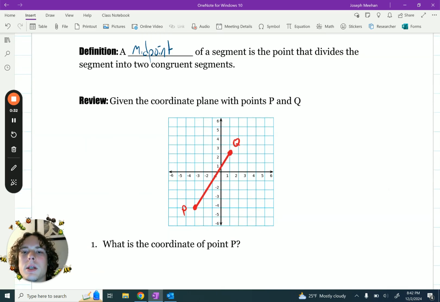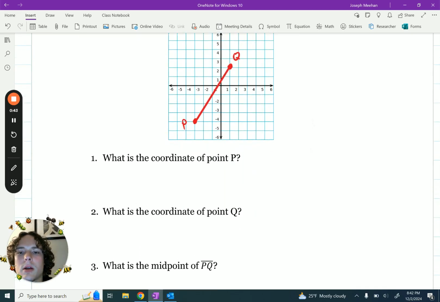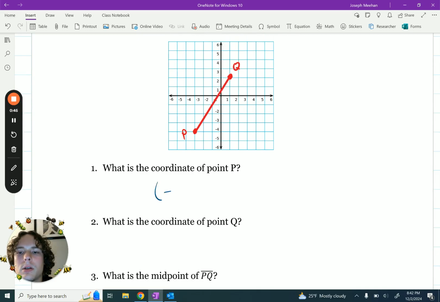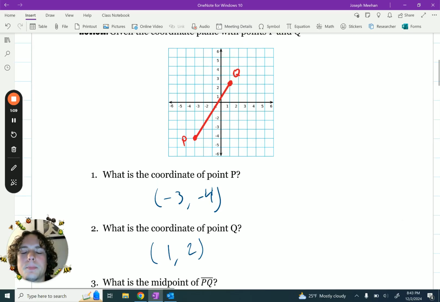So some review here. Given the coordinate plane with points P and Q, do you remember how to find the coordinate of point P on the coordinate plane? Hopefully you can notice that the coordinate of point P is -3 in the x value, and then -4 in the y value. So the coordinate for point P is -3, -4. What is the coordinate of point Q? Hopefully you remember how to do this too. Looks like we got 1 for the x value and 2 for the y value.